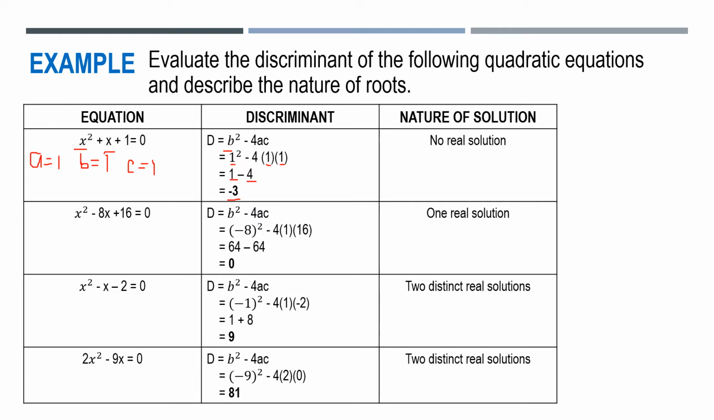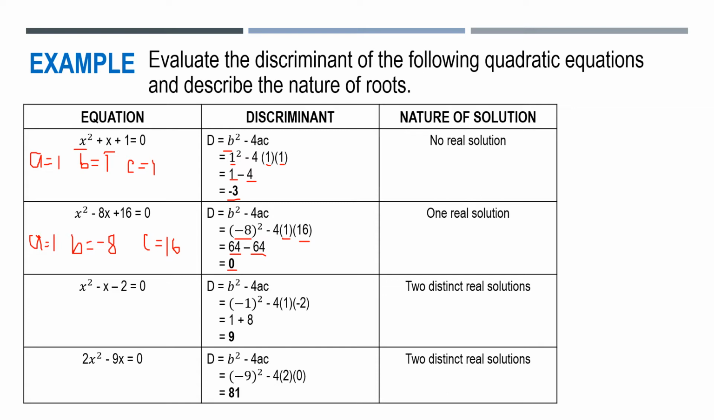And for the second equation, x squared minus 8x plus 16 equals 0, ang a natin ay 1, ang b natin ay negative 8, and ang c ay 16. So, to substitute in the discriminant, we have b squared is equal to negative 8 squared, and minus 4ac. Minus 4, then yung a natin ay 1, ang c natin ay 16. Then negative 8 squared ay 64. And negative 4 times 1 is negative 4, times 16 ay negative 64. So, 64 minus 64, you will get 0. And if the discriminant is equal to 0, the nature of solution is one real solution.